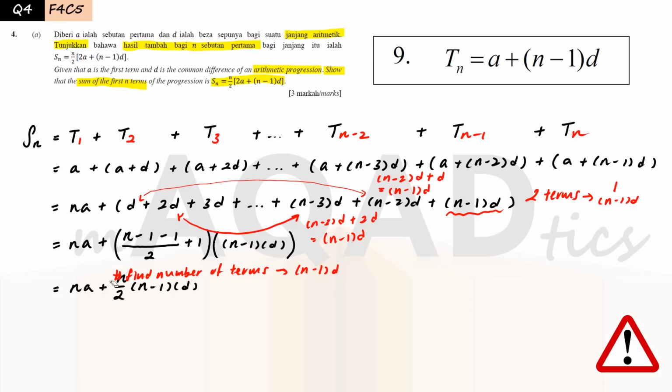Sorry about that, let me erase this. Okay, so n over 2. And now you can see that in this bracket, we need to factorize this n over 2 out. So what we are going to do is to divide the whole equation here with n over 2. And we will get the Sn formula. Alright?